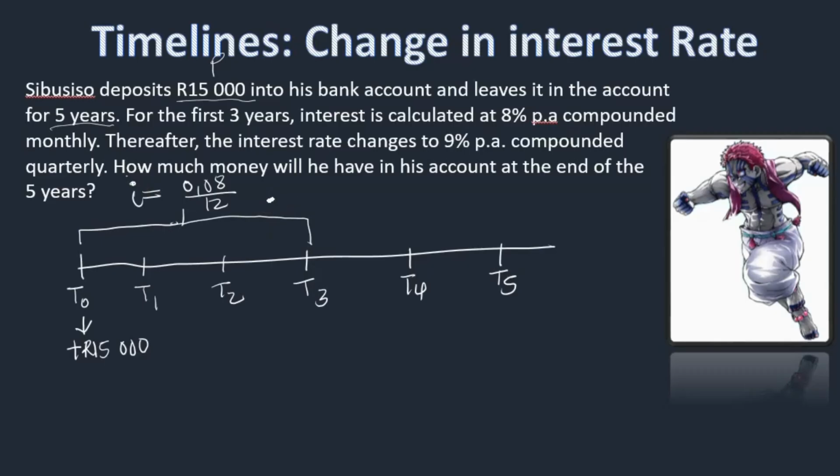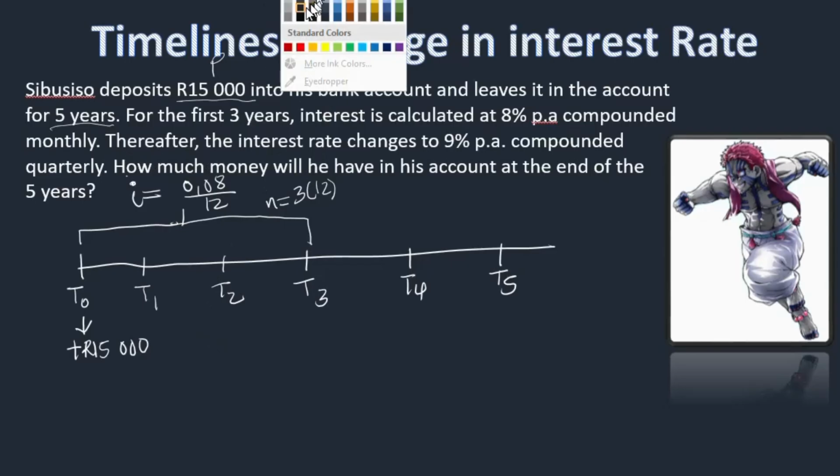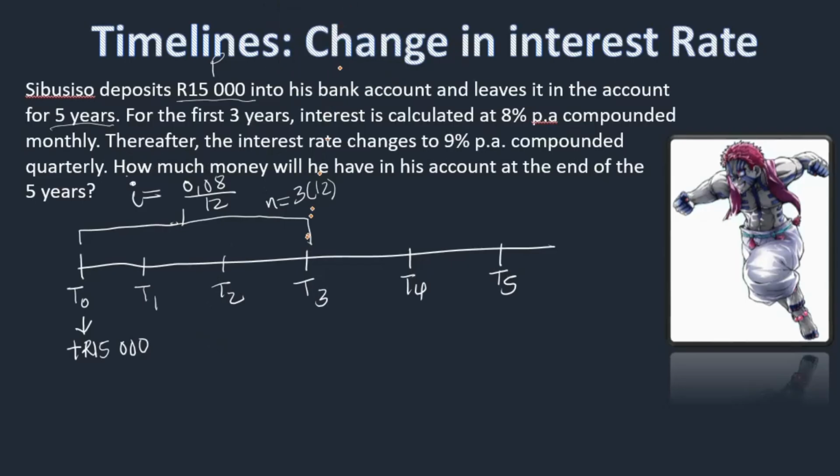And what's my N there? My N is 3 years multiplied by 12 also. Do we see that? This happens in this space. I'm using this sentence now up until here to build this information here. And then afterwards, I need to build another information. It says thereafter. Let me use a different color here. It says thereafter, which means it's for the remaining 2 years.